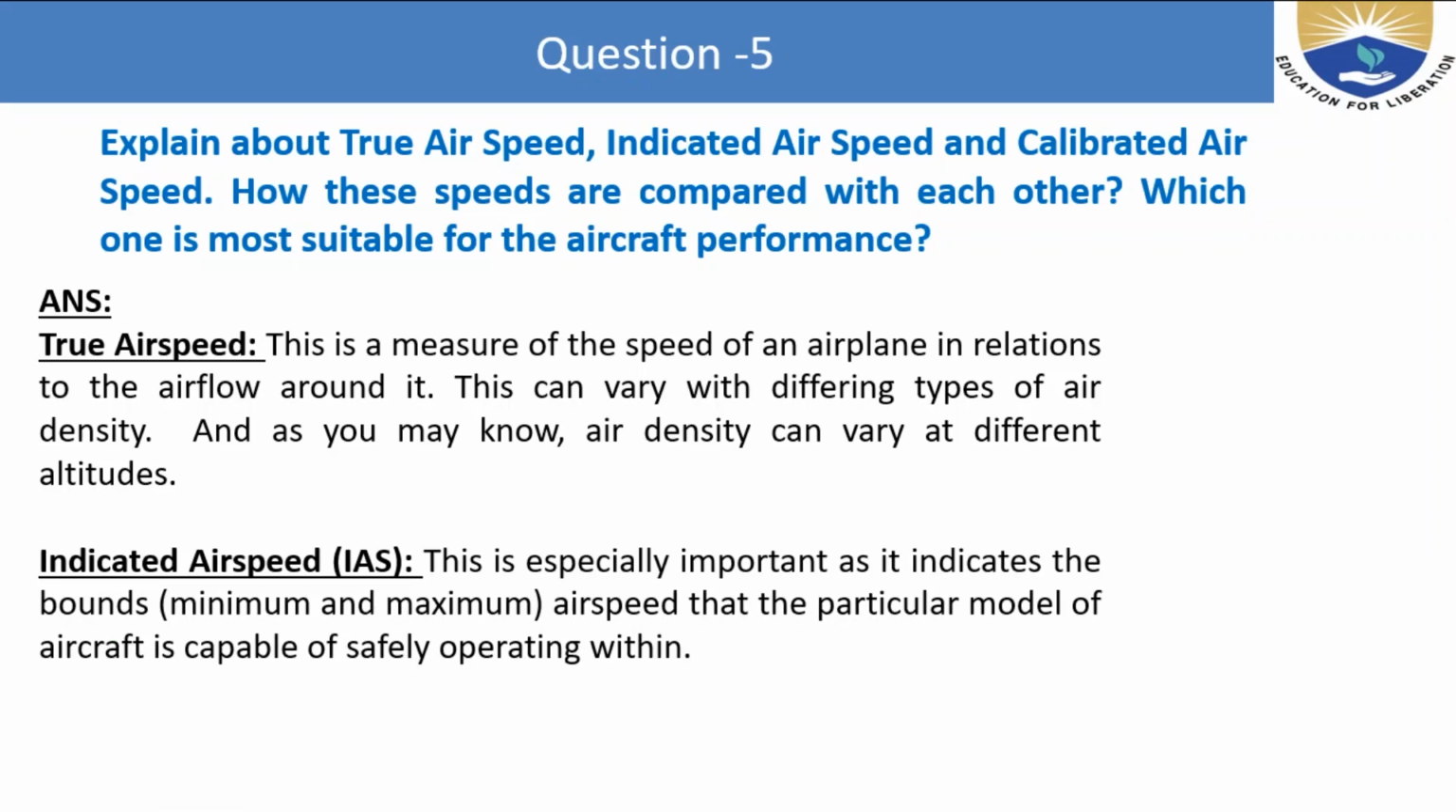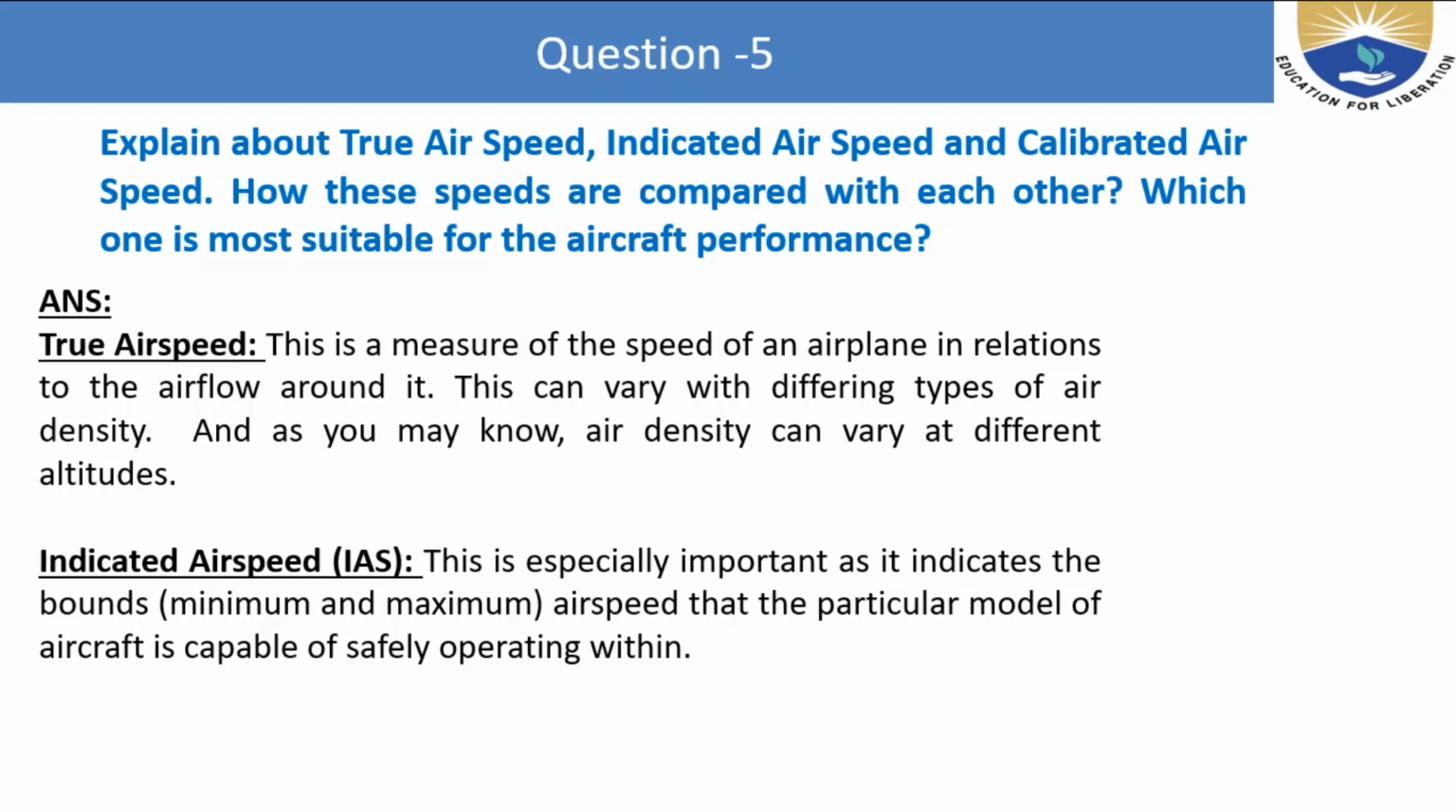Indicated airspeed is especially important as it indicates the bounds, that is the minimum and maximum airspeed that the particular model of aircraft is capable of safely operating within. Indicated airspeed is shown on the instrument panel which the pilot sees. It is very important because it gives the limit, because there we mark green, yellow, white and at the last red. If it is red, you are crossing the limit. We should not cross that limit. We should always fly in the green zone.